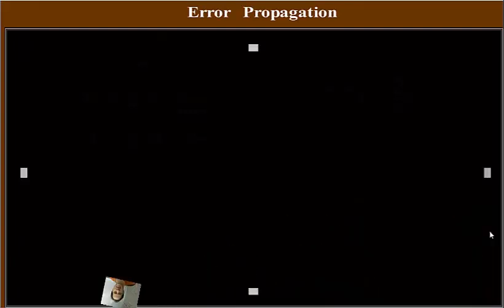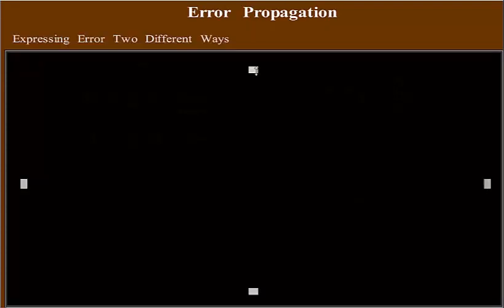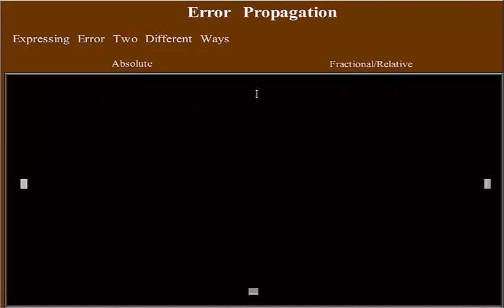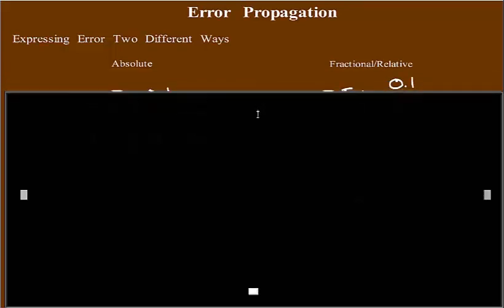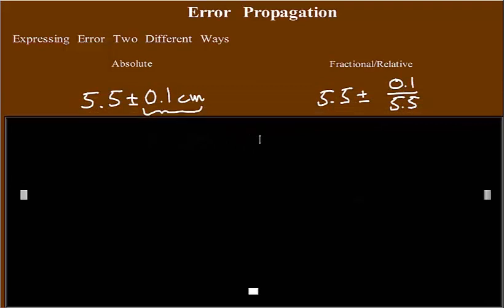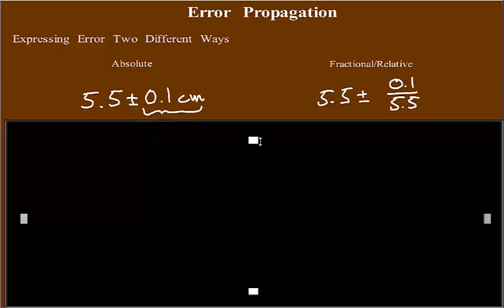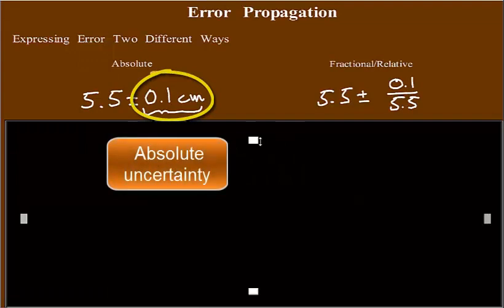It turns out that there's two ways to express error. One is called the absolute uncertainty, and the other is called the fractional or relative uncertainty. So if you take a look on the screen, I've written them out as they are. On the left, you see an example of a measurement that was made, 5.5 plus or minus 0.1 centimeters. That 0.1 centimeters is called the absolute uncertainty. It's an actual number.